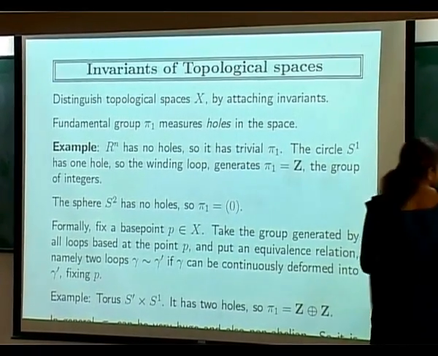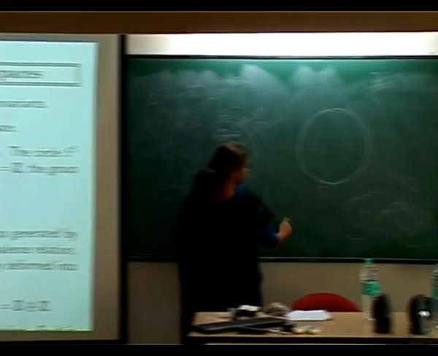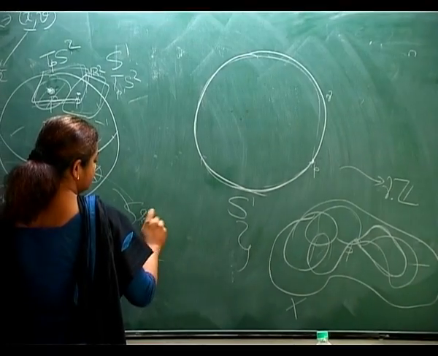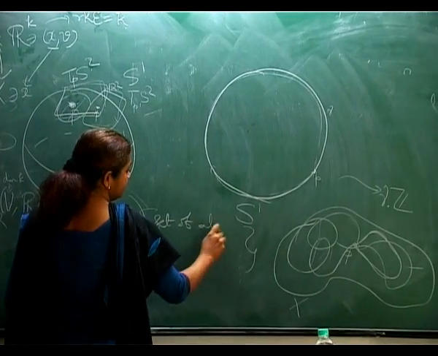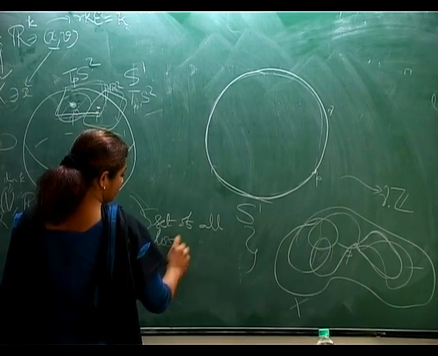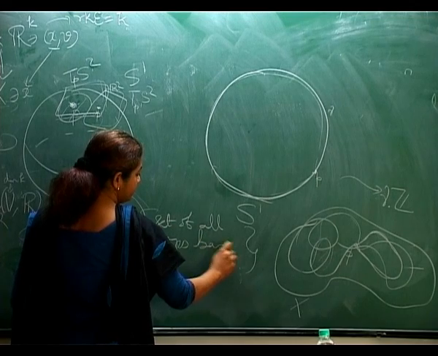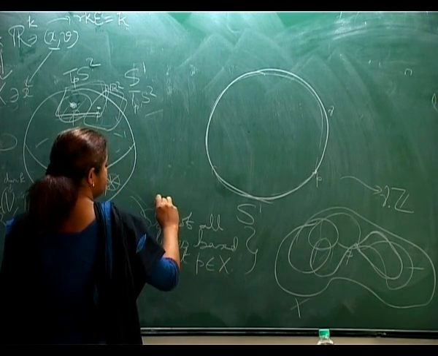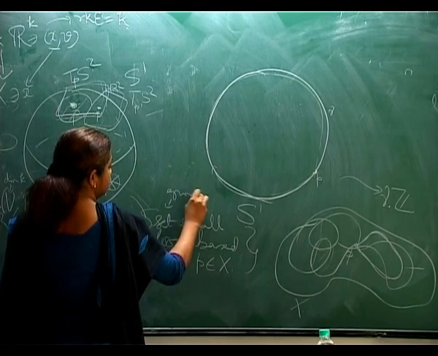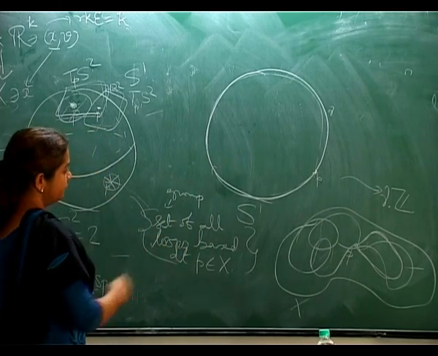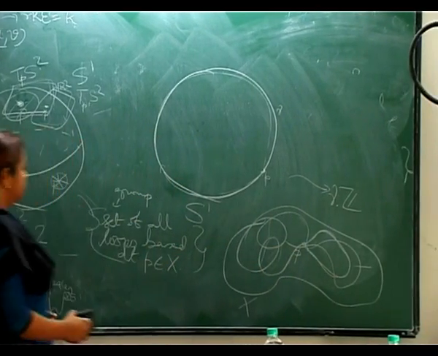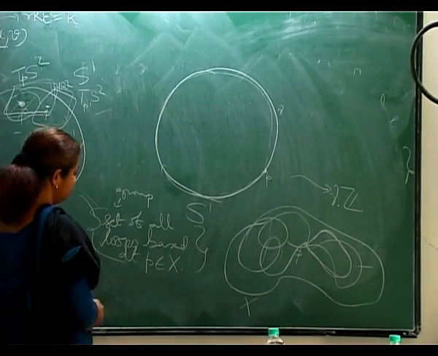So you put an equivalence relation. What we have just said is that you take the set of all loops based at some point. So this is a group. The group is just following the paths in whatever direction you want.